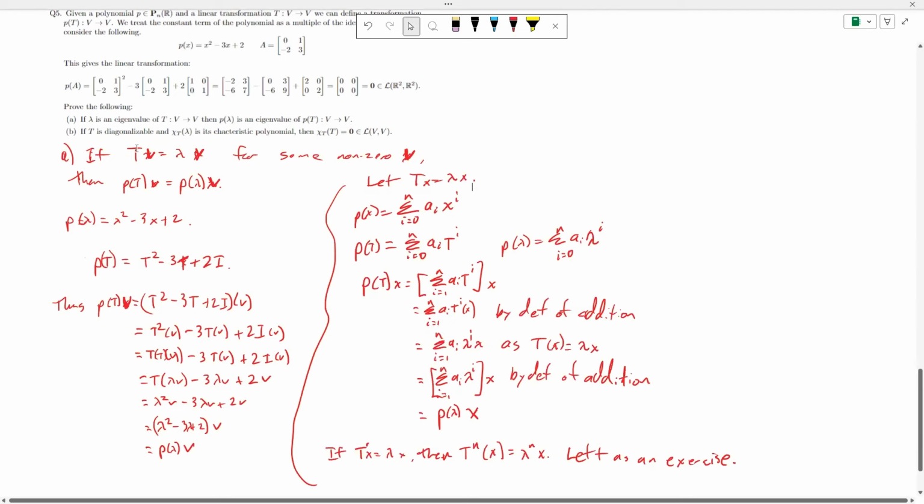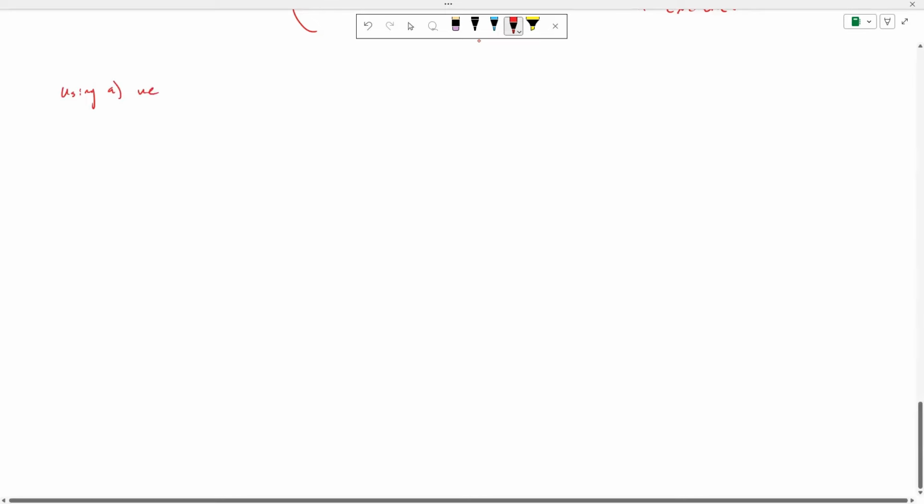Now, the next thing we're going to look at is if T is diagonalizable, then if we look at the characteristic polynomial, the characteristic polynomial applied to T will be the zero transformation. Using A, we know that the characteristic polynomial of T applied to v equals the characteristic polynomial of lambda applied to v for all eigenvalues. Additionally, the characteristic polynomial of lambda equals 0 for all eigenvalues.